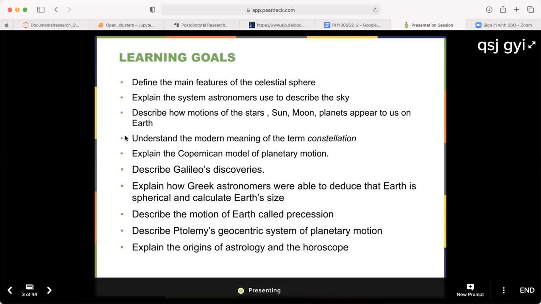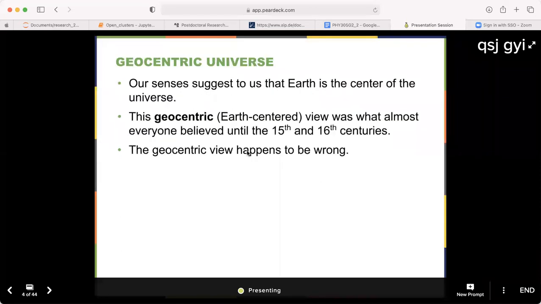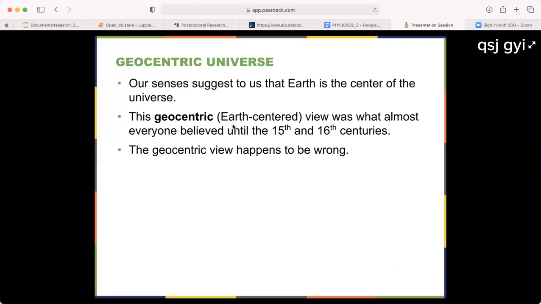Now, to start with, the first thing is the geocentric universe. This is somewhat related to the history of astronomy, but I am just taking it here as the first point. When you look around you, our senses normally suggest to us that the Earth is at the center of the universe.